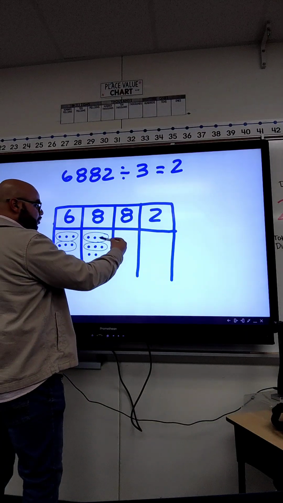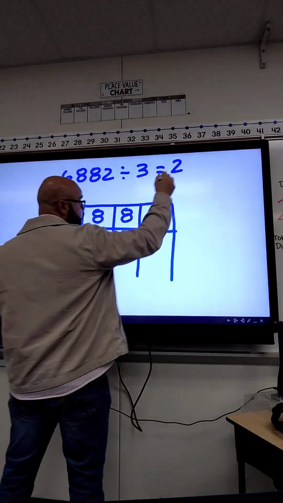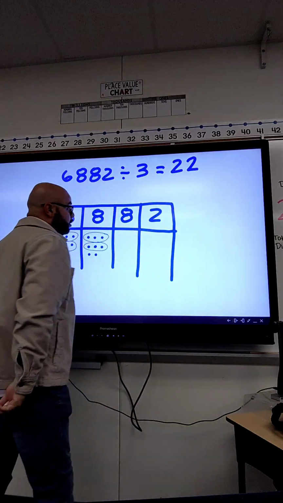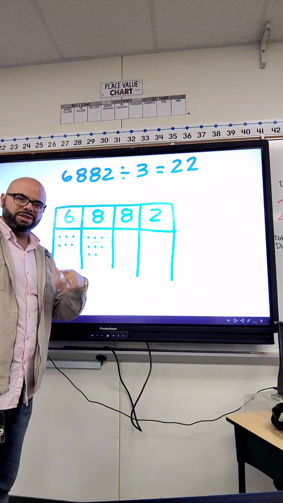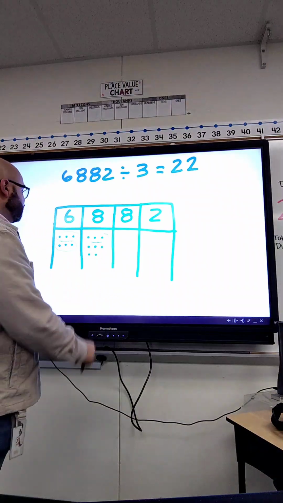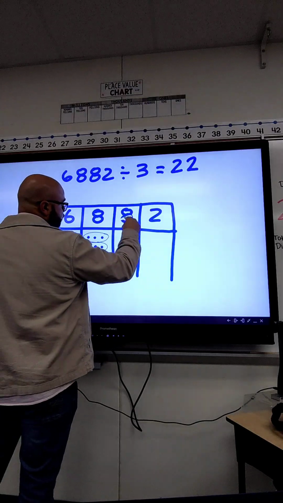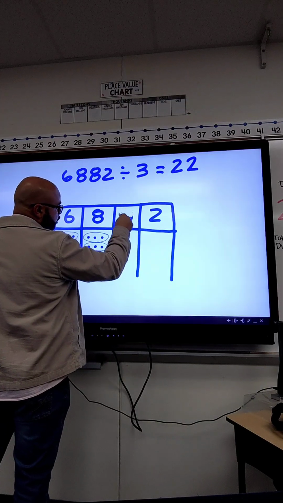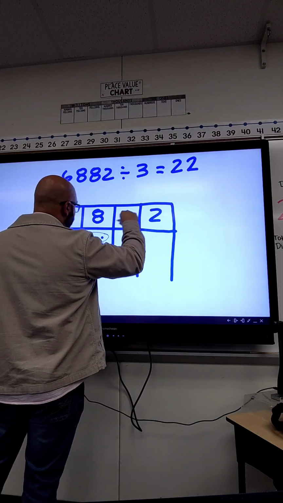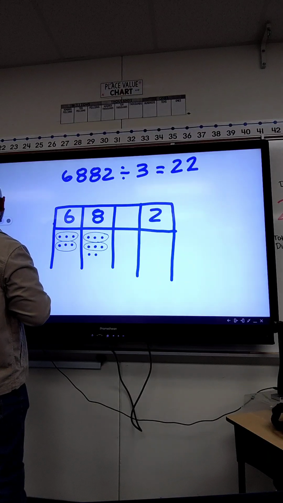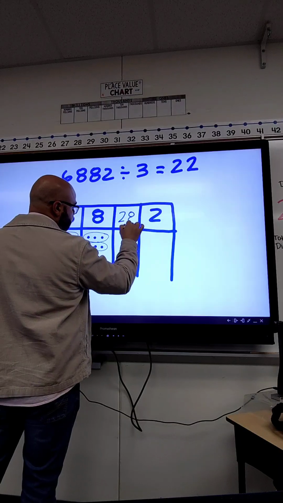How many groups of 3 was I able to make here? 2. Now this is where it gets a little bit tricky. These 2 dots here are considered tens. How many tens do I have here? I have 2, which is 20. So I'm going to bring those 20 and add it to my next digit in my dividend, which is 8, making that number 28.